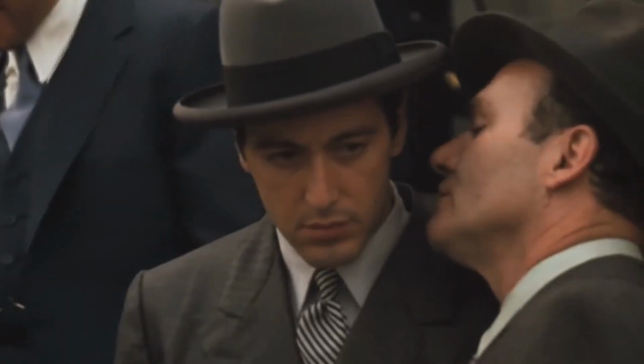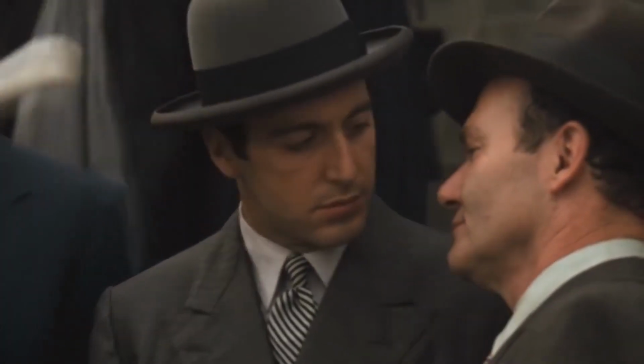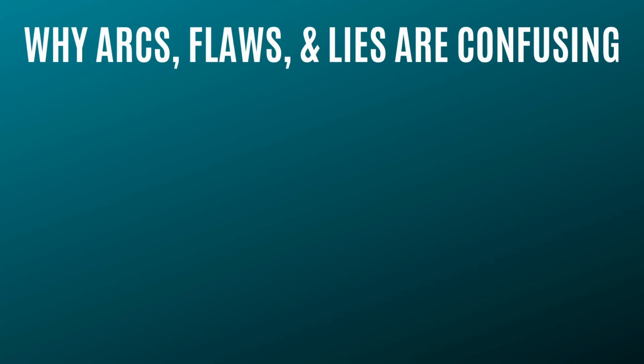However, Michael's need for control drives him to abandon that truth in favor of embracing the lie that achieving power is what's most important. As a result, he becomes the ruthless head of a crime family, and his personal relationships suffer. Okay, next we're going to talk about why character arcs, flaws, and lies are so confusing.